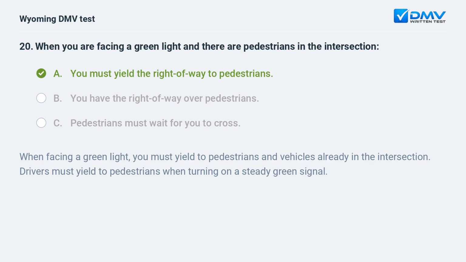A. You must yield the right of way to pedestrians. When facing a green light, you must yield to pedestrians and vehicles already in the intersection. Drivers must yield to pedestrians when turning on a steady green signal.